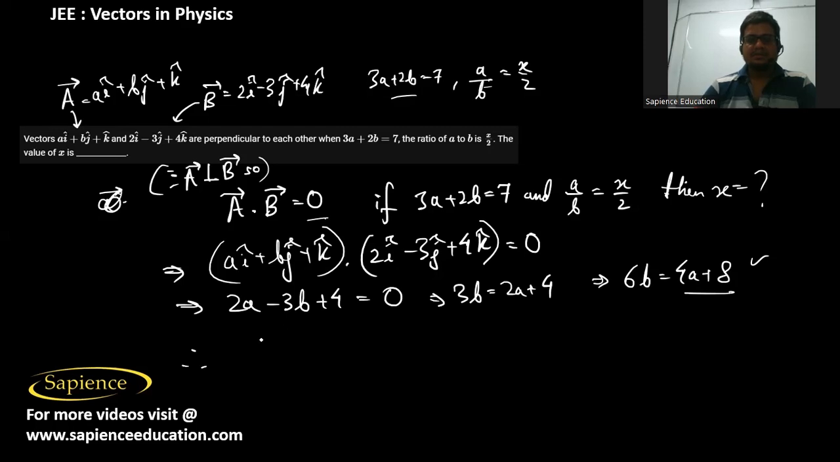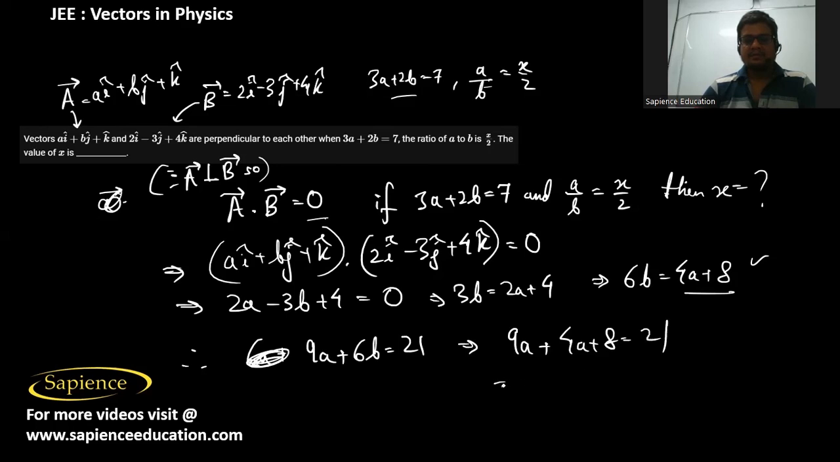So therefore from here we can say, 3a, so 3 3s are 9a plus 6b is equal to 21. So then we can say 9a plus 4a plus 8 is equal to 21. So therefore this is 13a equal to 13. 21 minus 8 is 13. So a should be equal to 1.